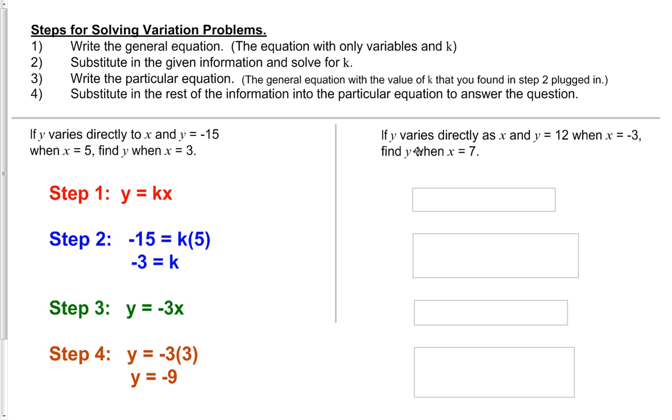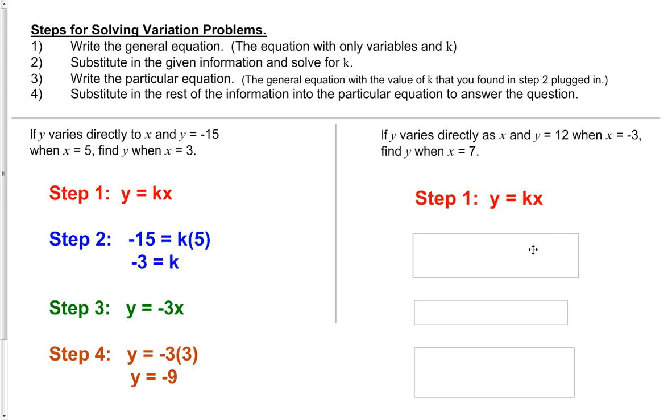Second example here, y varies directly as x. Well, we can actually stop there and go ahead and do our step 1 right away, because the general equation only needs to know that it's a direct variation. So y equals kx. It says y equals 12 when x equals negative 3. Well, they just gave us a test point, and so we can use that to solve for k.